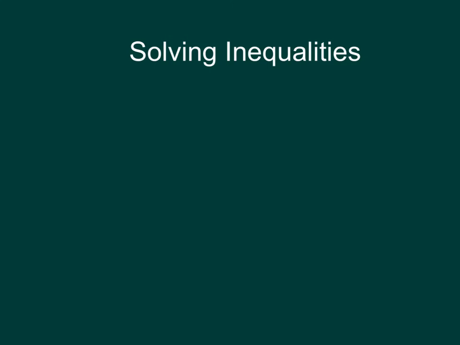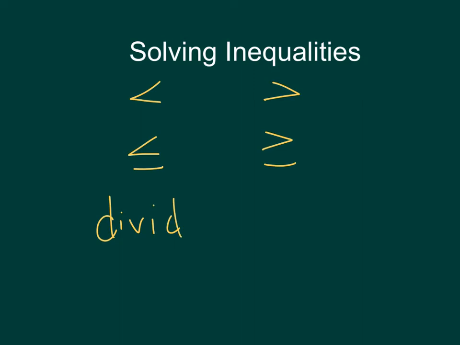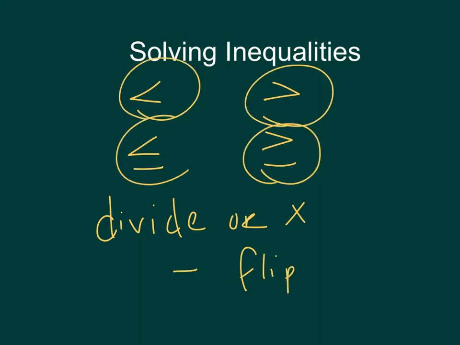Today we will be solving inequalities. The major difference between inequalities and equations is that we have the two symbols, less than or equal to, greater than or equal to. The only difference is if we divide or multiply by a negative number, then we must flip the inequality sign the opposite direction and then continue to solve.